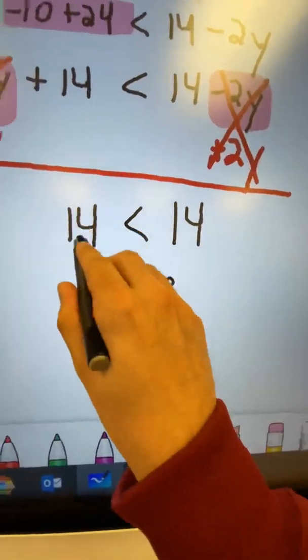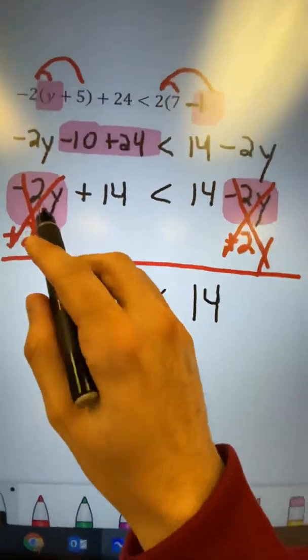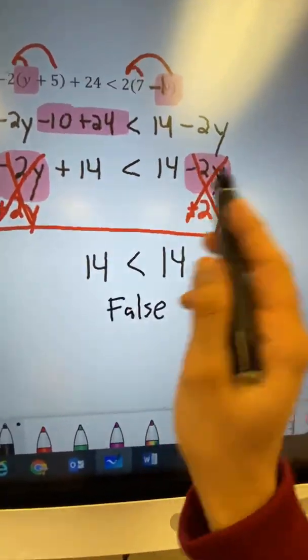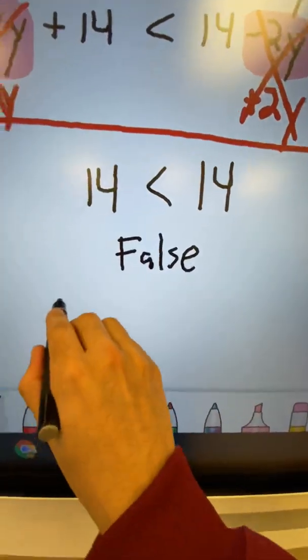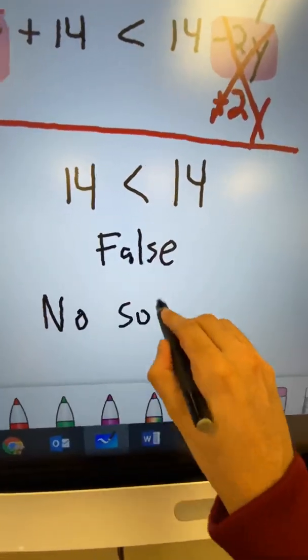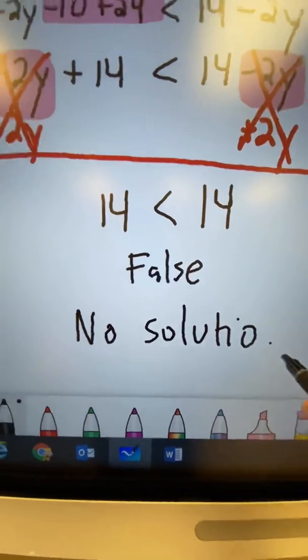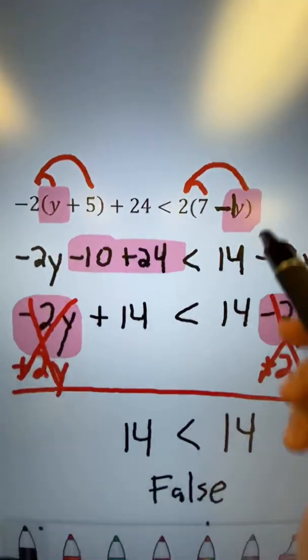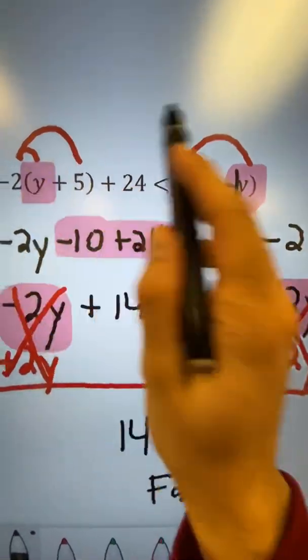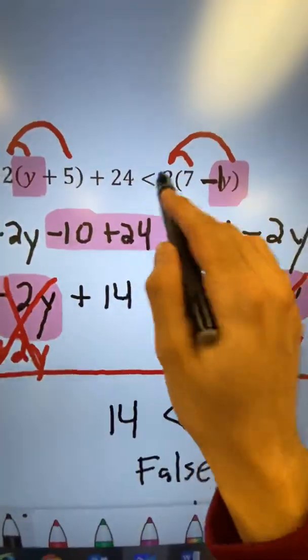And when you have a false statement, anytime you're solving an inequality, if the variables cancel out, you just check the truth value. Is it true or false? And if it is false, your answer means no solution. There is no number for y that, when you substitute it in here, will ever make this true, that this side will be less than this side.